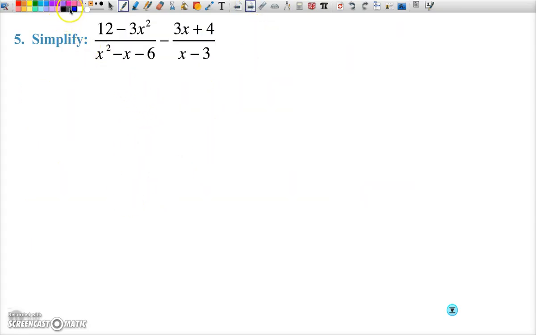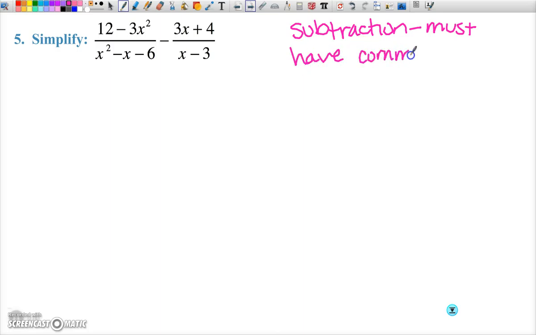Now with number 5, in this one, remember that I said you want to have it in standard form first. And because it is subtraction, subtraction must have a common denominator. Okay, so I am going to only worry about the denominator right now. Let's just factor that and work from there.